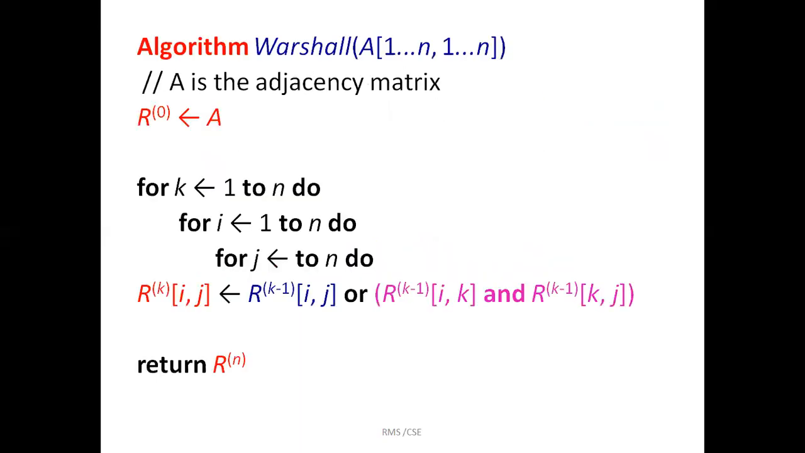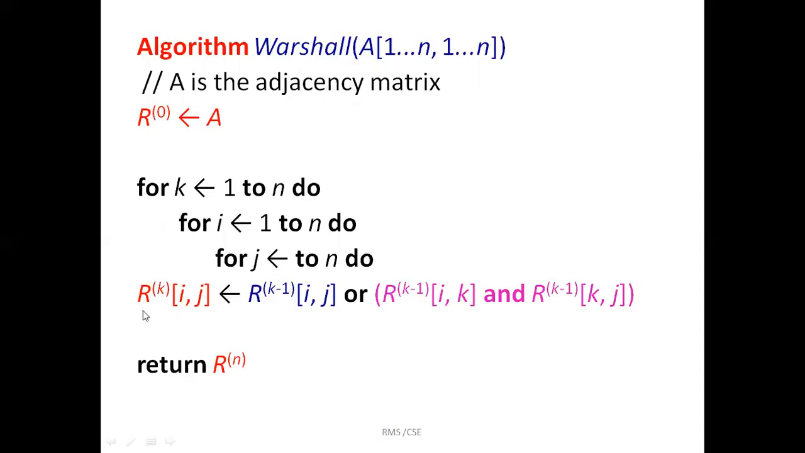Now let's see the simple pseudocode algorithm which is used here. Initially, I have to assume and initialize an adjacency matrix A, that is R^0, which contains zeros and ones, where ones indicate the direct edges.